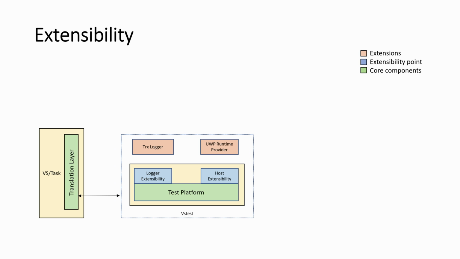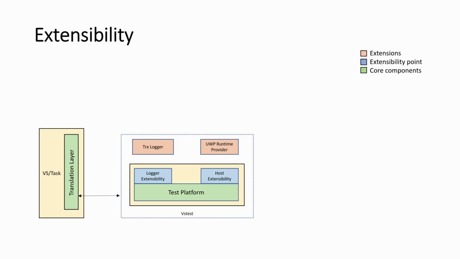So we have to start with the VS, or the client. It can be Visual Studio or Studio Code, any client, right? It has something called the translation layer, which talks to the test platform. And this brings up the test platform, the vstest.console.exe that we're talking about right now. So that is the exe which will orchestrate the rest of the processing.